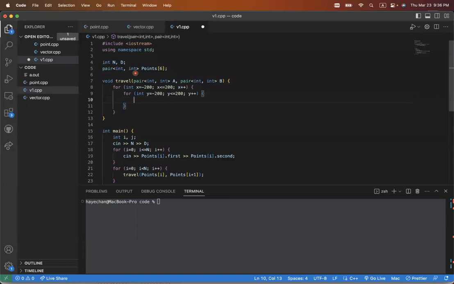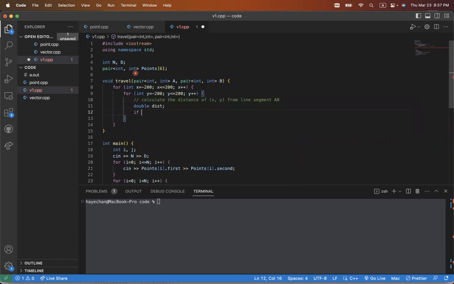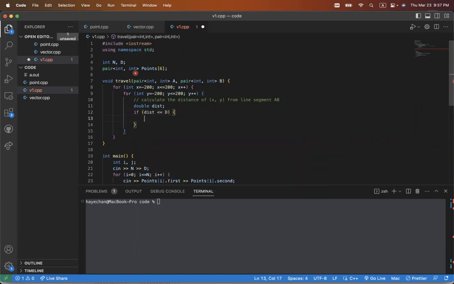Okay, so for every one of those points, you would calculate the distance of xy from line AB, the line segment AB. Once you calculate that, let's declare distance. We're going to calculate it later because we have to do some algebra before we know how to calculate it. We will check whether distance is less than d. If it is less than d, then we know we found an infection, so we would add to the count by 1.